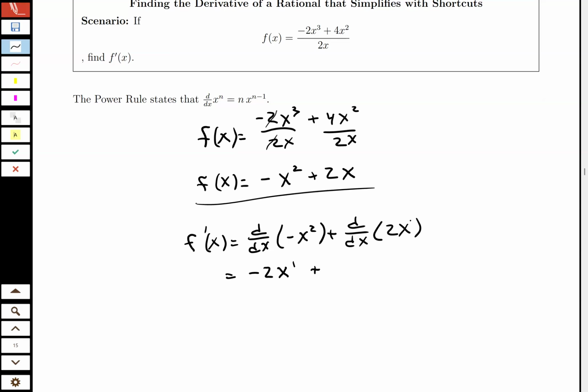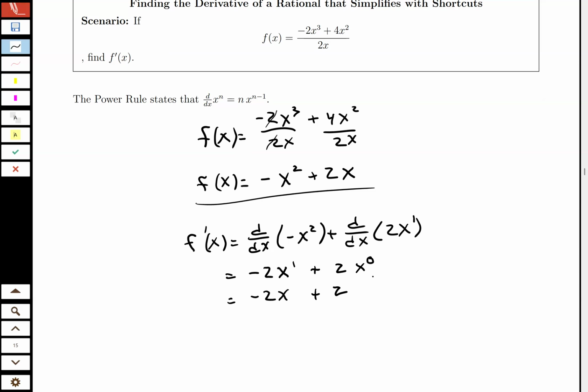For this next one, 2x to the first, if I bring down the 1, I have 2 times 1, or 2. If I take away my only x there, that's just going to leave me with the number 2, because x to the 0 is 1. So the derivative of negative x squared is negative 2x. The derivative of 2x is 2.